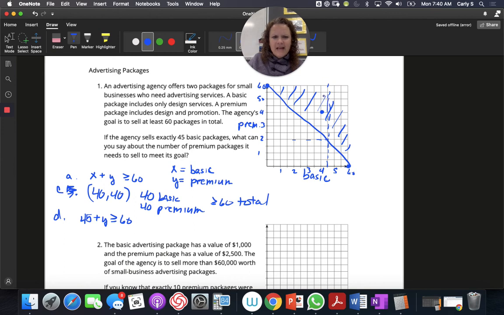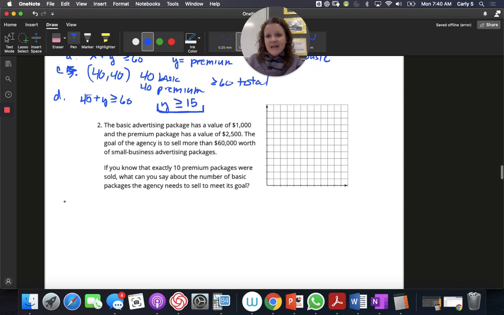If we sell exactly 45, what does it say about the premium packages? So I think we would need 15 or more. And my graph is off. So yeah, we would need at least 15 premium packages. 60 minus 45. Yep. Our Y would be greater than or equal to 15 packages. We would need to sell at least 15 premium packages to meet the goal.